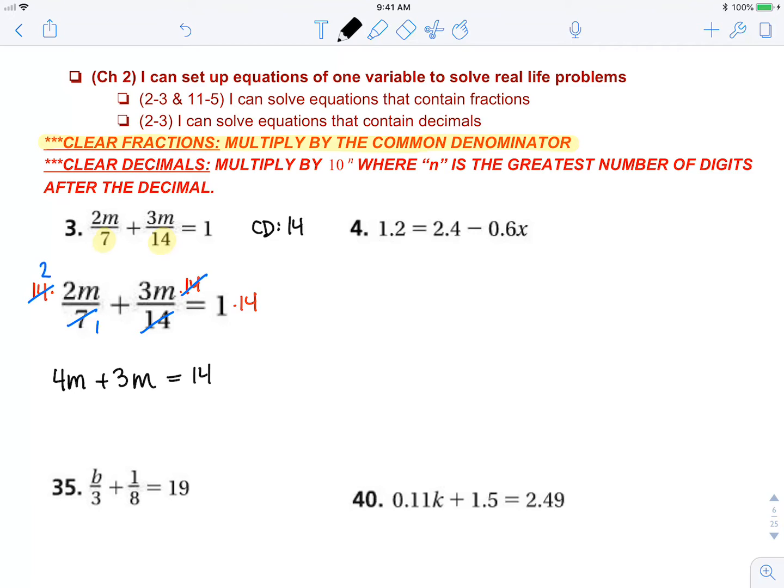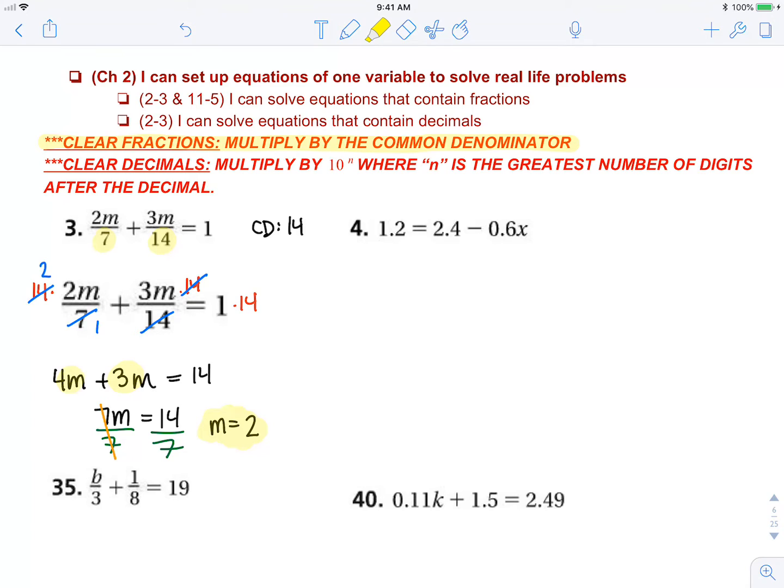This is beautiful now because there's no more fractions and we can solve by simplifying first. 4m plus 3m becomes 7m equals 14. And then to isolate m now from this one-step equation, divide by 7. These cancel, and we have m equals 2. So when we have a fraction, we clear the fractions by multiplying by the common denominator.